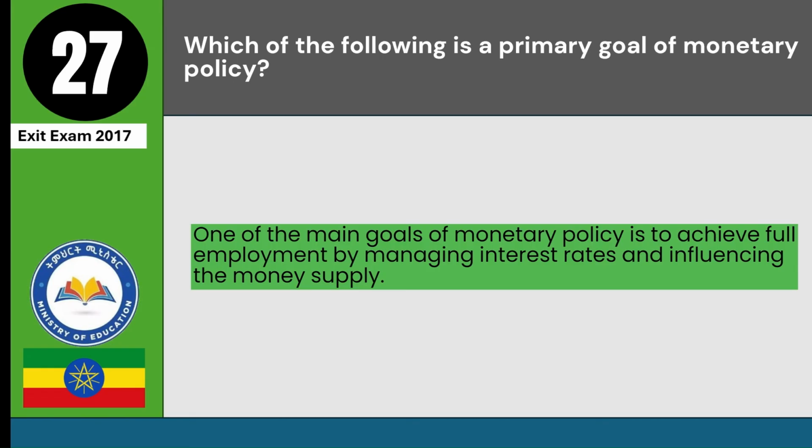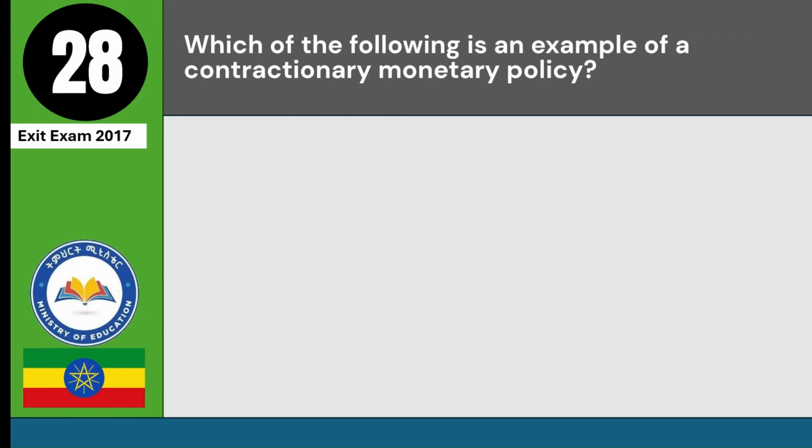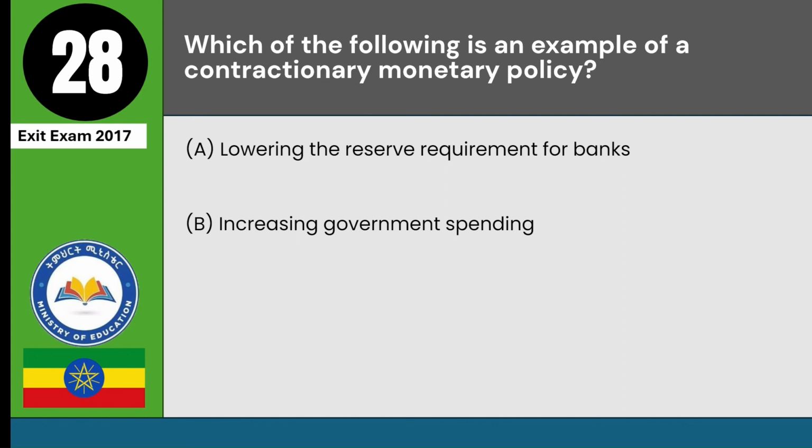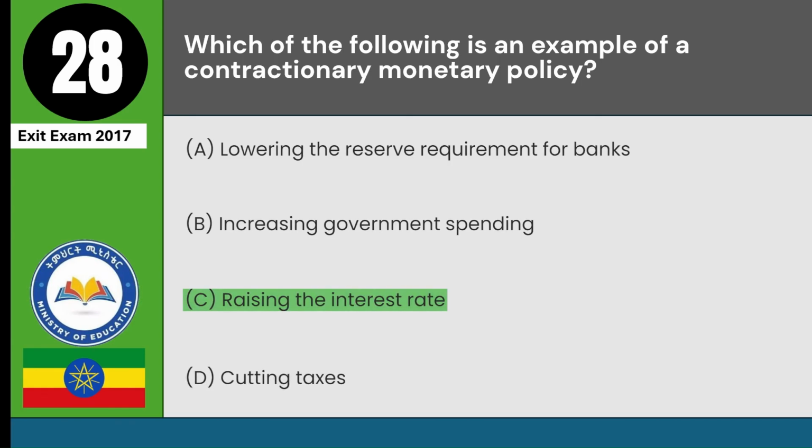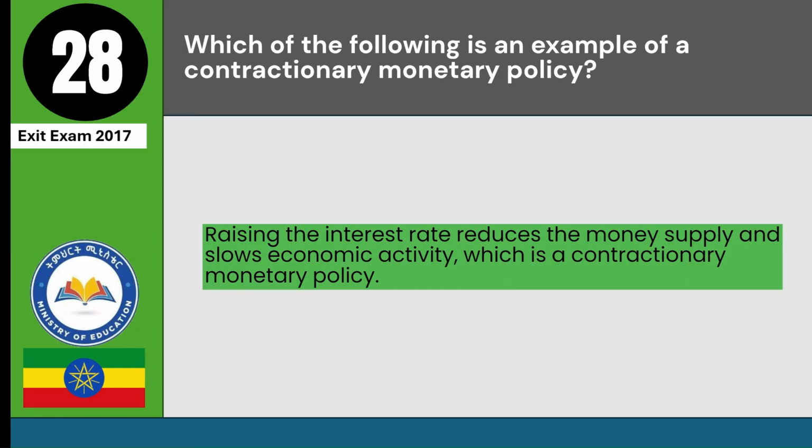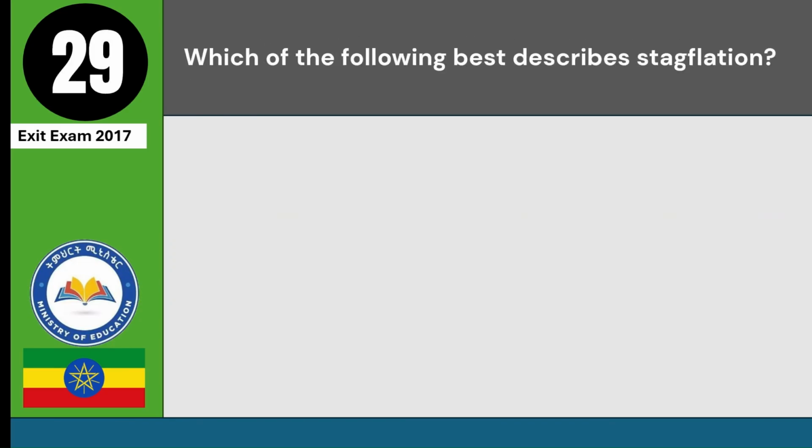influencing the money supply. Which of the following is an example of a contractionary monetary policy? A. Lowering the reserve requirement for banks. B. Increasing government spending. C. Raising the interest rate. D. Cutting taxes. Answer: C. Raising the interest rate reduces the money supply and slows economic activity, which is a contractionary monetary policy.